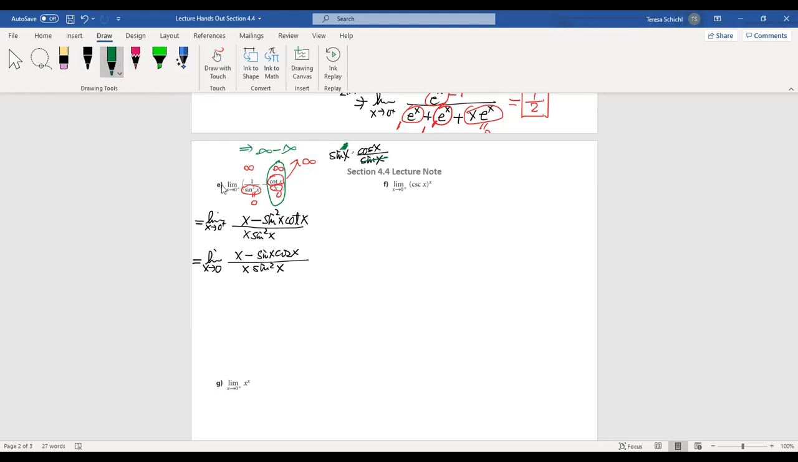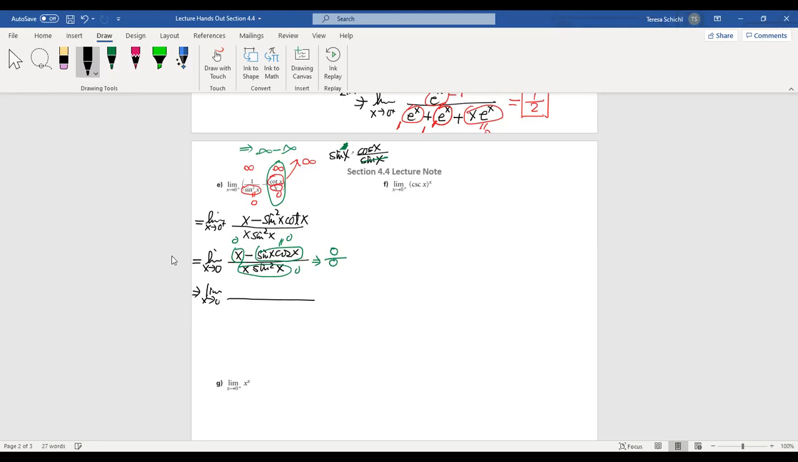As x approaches 0, sine x approaches 0, right? Then the whole bottom approaches 0. Oh, wow, we have the form 0 over 0. Then what can we do? We can apply L'Hopital's rule. We can take the derivative of the numerator and of the denominator, right? Okay, let's take the derivative.